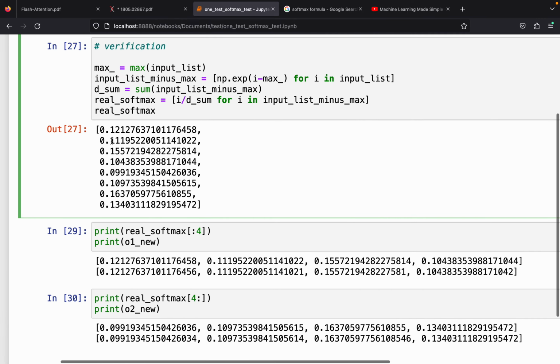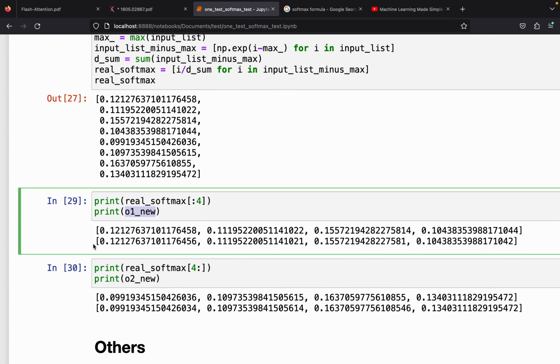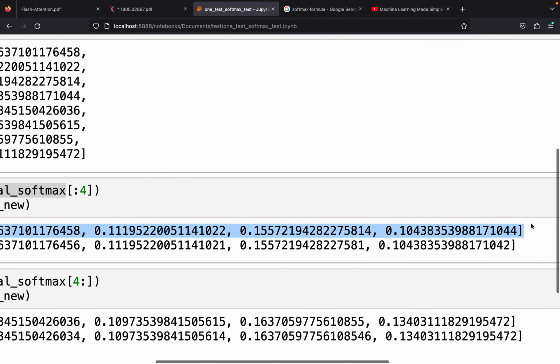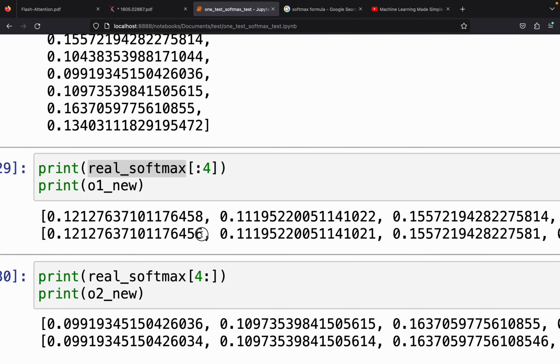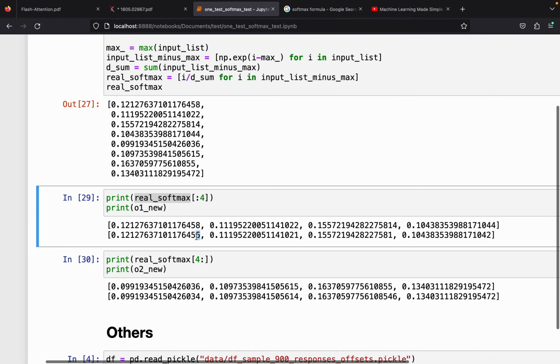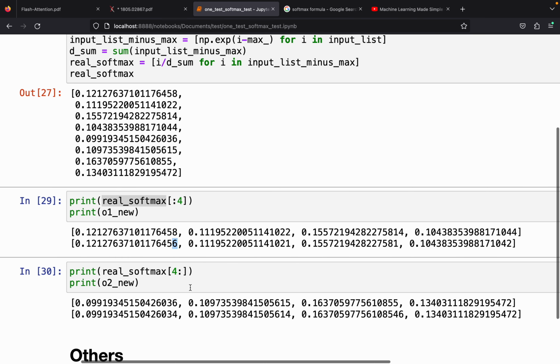So this is what the values look like if we take the whole list. And this is how the values look for O new, the first half of the array. Comparing with the first 4 elements of the full-array calculation, these are 99.999% the same, with only very minute differences because of decimal rounding. Otherwise I would say they are 100% the same.